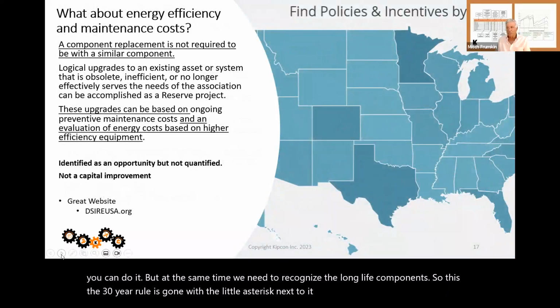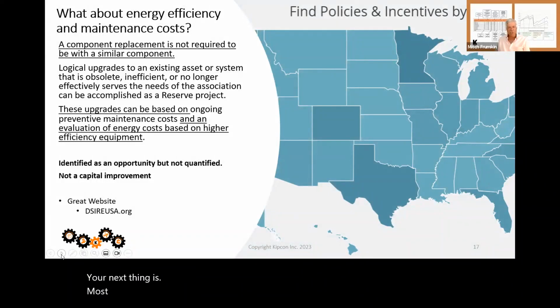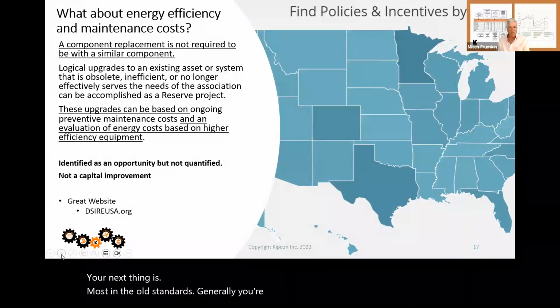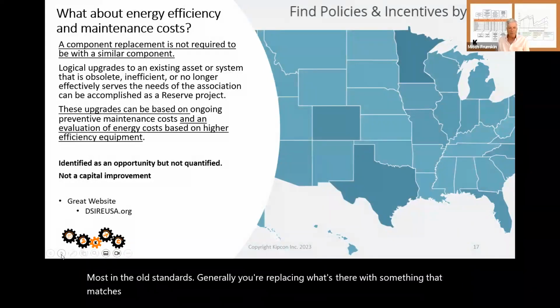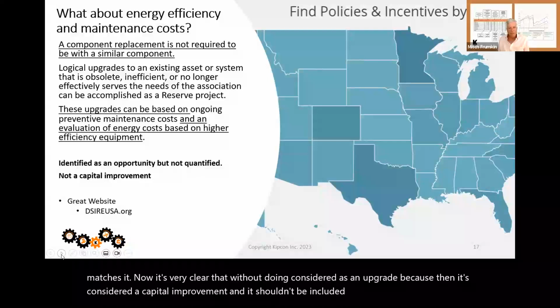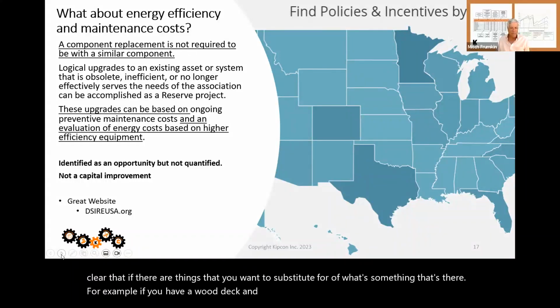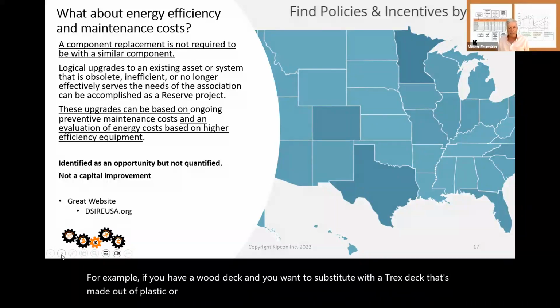The next thing is, in the old standards, generally you're replacing what's there with something that matches it. Now it's very clear that without doing something considered an upgrade, because then it's considered a capital improvement and it shouldn't be included in the reserve study. It's very clear that if there are things that you want to substitute for what's there, for example, if you have a wood deck and you want to substitute with a Trex deck that's made out of plastic or something, that can be done.